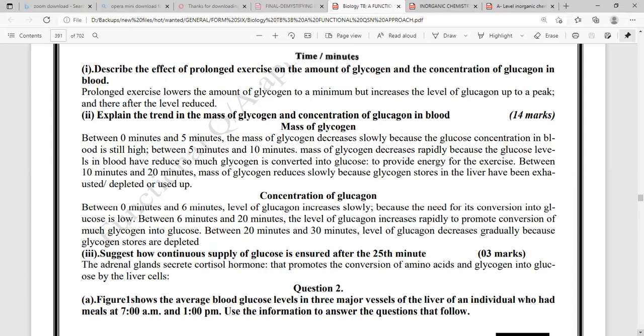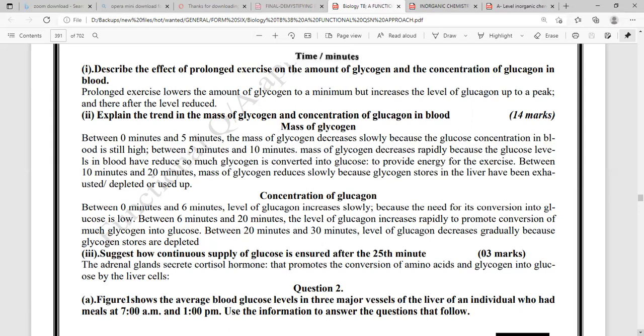Between 0 minutes and 5 minutes, the mass of glycogen decreases slowly. This is because the concentration of glucose in blood is still high. Remember, someone is starting the exercise. That means the glucose stores are still very high in the body.